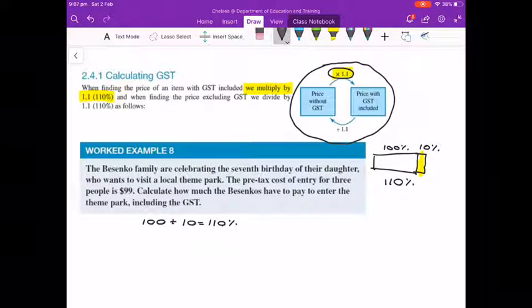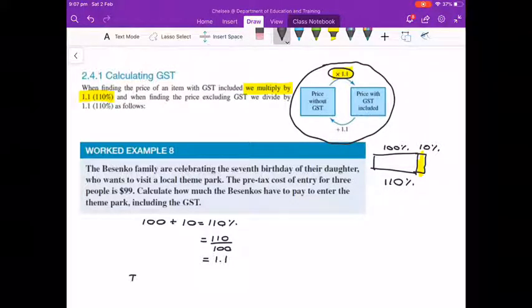Let's look at the question. The Besenko family are celebrating the 7th birthday of their daughter, who wants to visit a local theme park. The pre-tax cost of entry for 3 people is $99. Calculate how much the Besenkos have to pay to enter the theme park, including GST. So we know we have to find 100%, 110%. We know that 110 divided by 100 is 1.1.